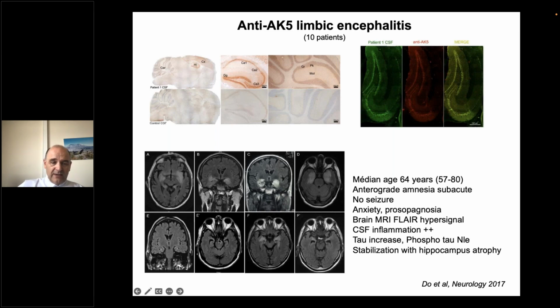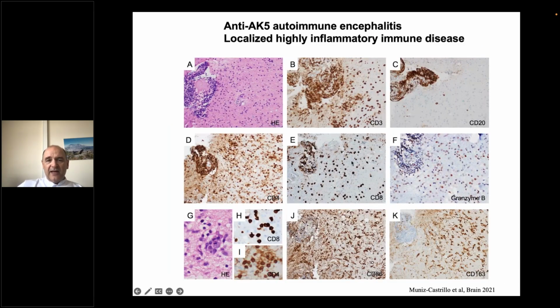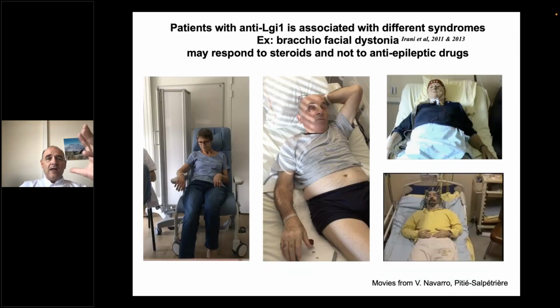And very quickly, you can see hippocampal atrophy because it's associated with neuronal death. But it's a localized neuronal death only in the hippocampus, without diffusion to the other areas of the brain. It's highly inflammatory. You can see the macrophages and the presence of granzyme B. There is a destruction of the hippocampus and after stabilization, the patients are still left with anterograde memory disturbances. So it's a particular mechanism.